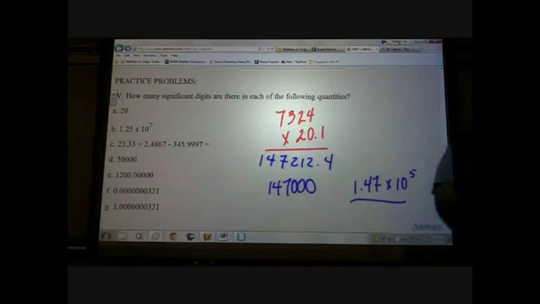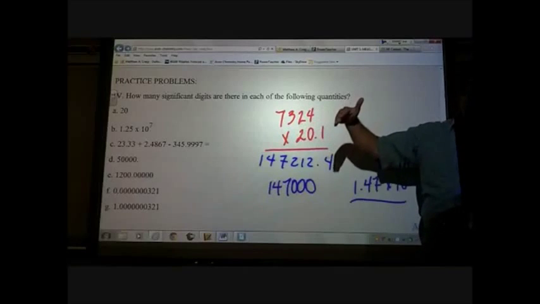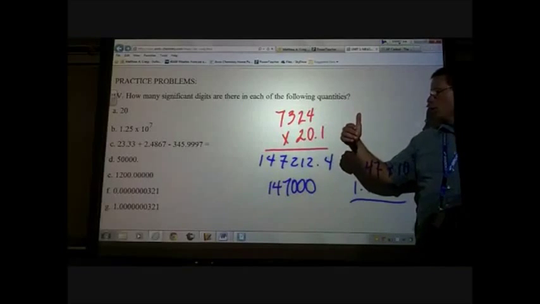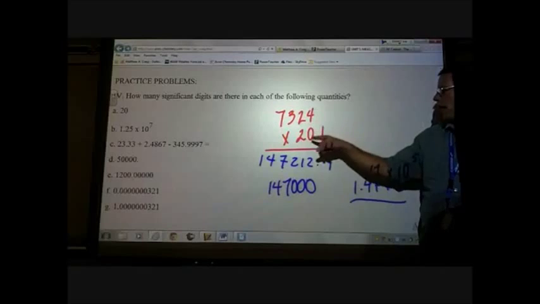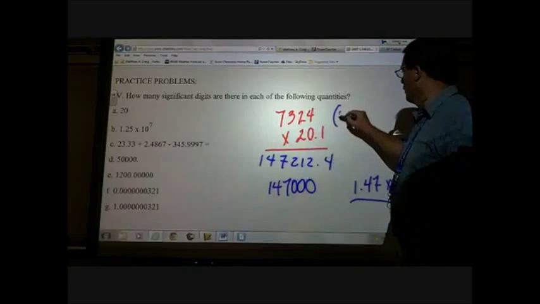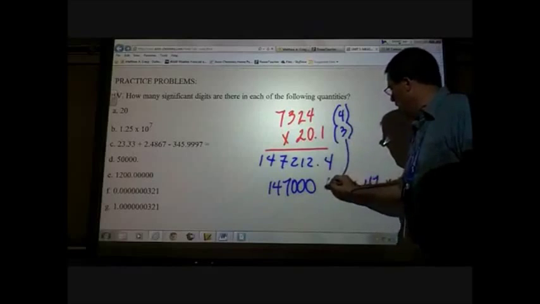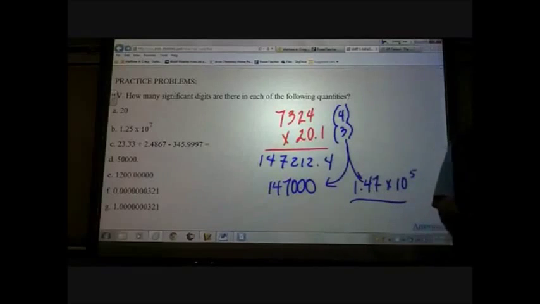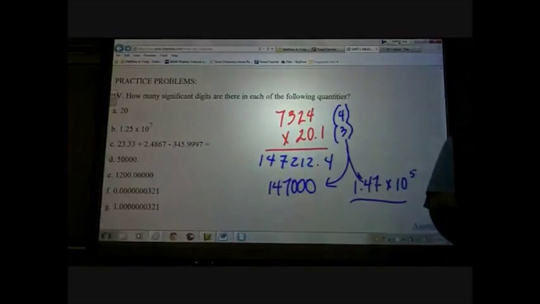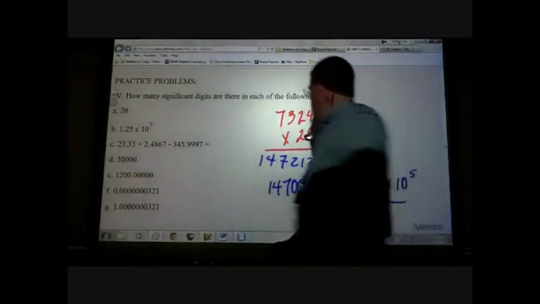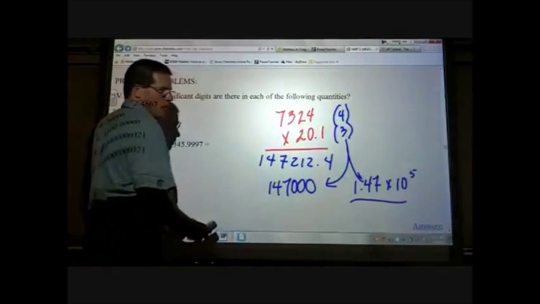Okay. So again, when you multiply or divide and you're looking for significance, look for the value that has the least number. Again, this one has only 4 sig figs, this one has 3, so my answer will have 3 sig figs. Okay. Make sense? It's not too bad. I think multiplying and dividing is actually easier.